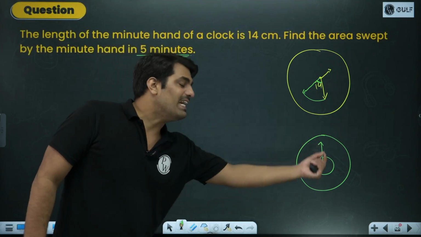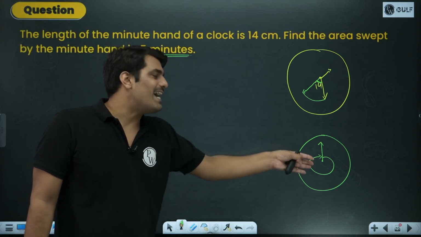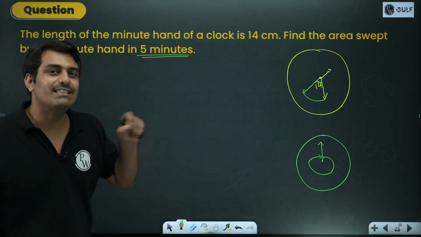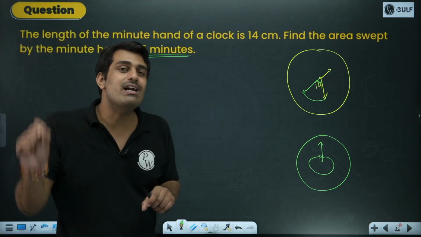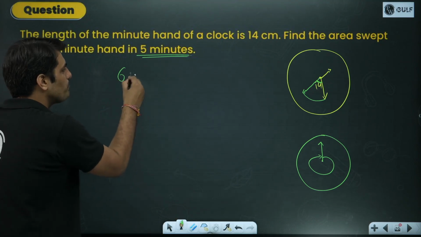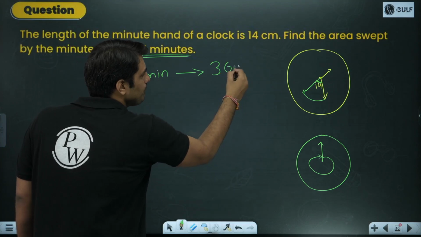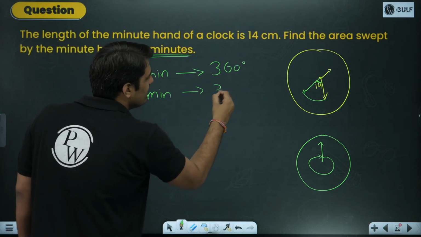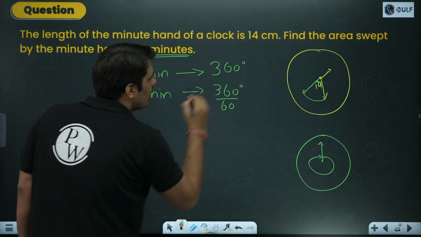And how much time has it taken to cover this angle? It's 1 hour. When the minute hand completes one revolution, that means 1 hour. And 1 hour is basically 60 minutes. In 60 minutes, we have 360 degrees. So in 1 minute, how much will we have? 360 degrees by 60. This is for 1 minute.